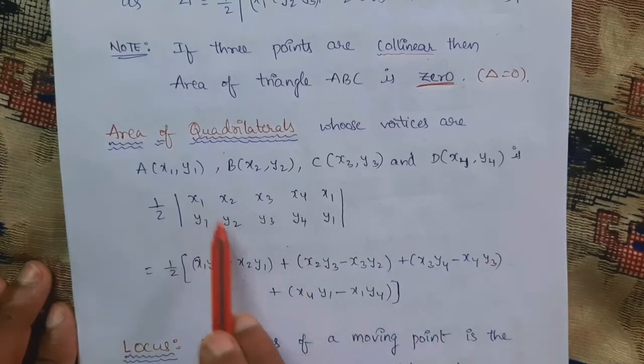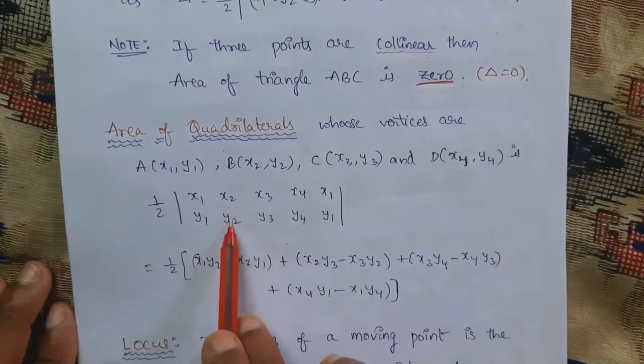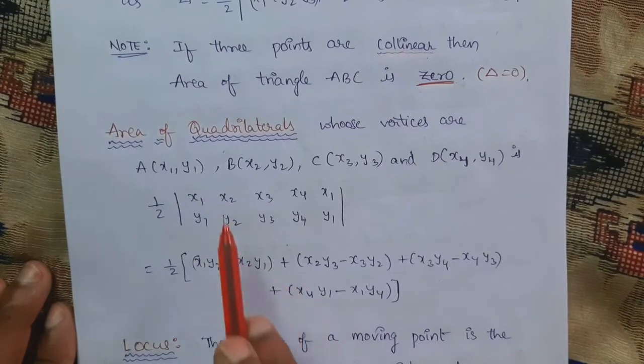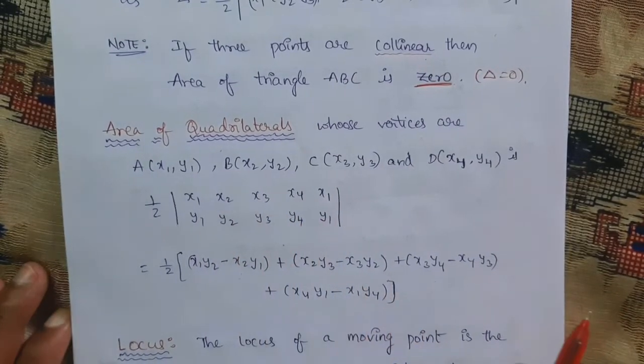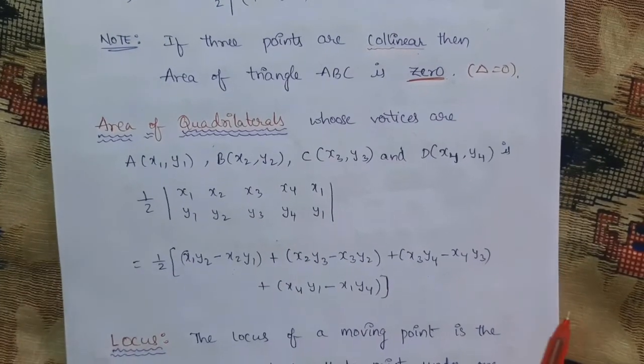After that you need to find the det like this for these two: x1 y2 minus x2 y1 plus x2 y3 minus x3 y2 plus so on. All these we need to find. So this is the formula for the area of quadrilaterals.